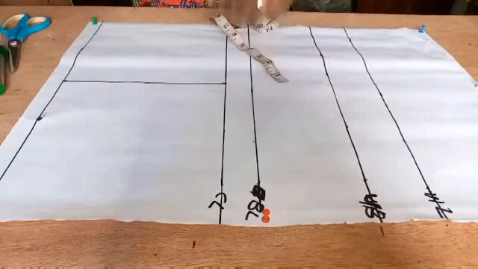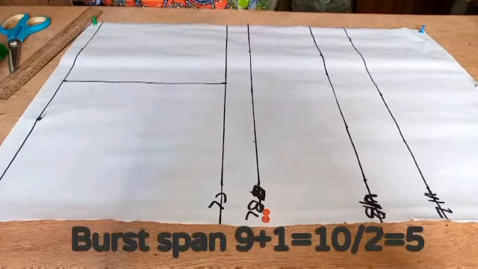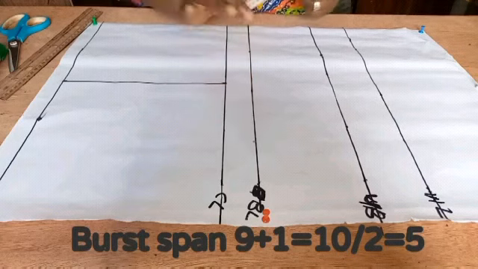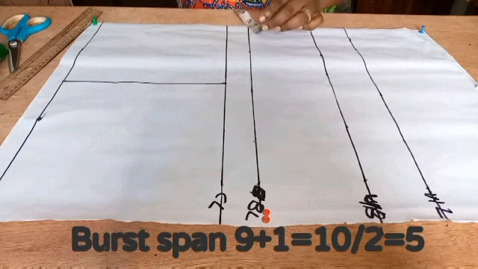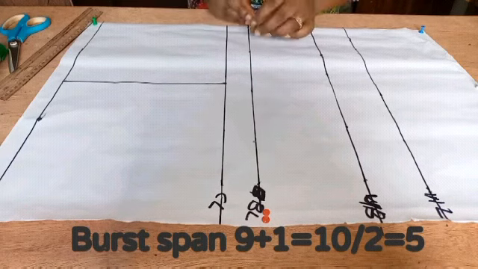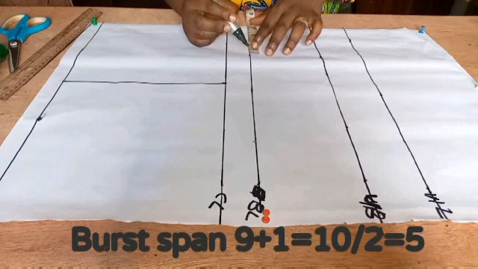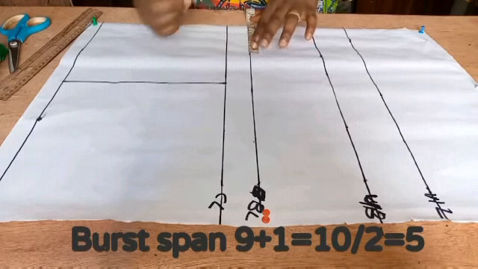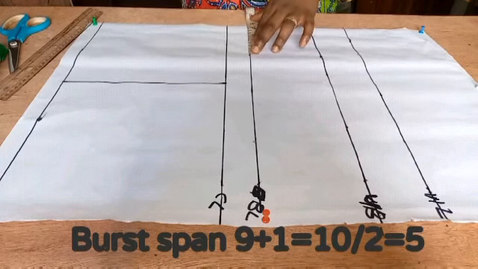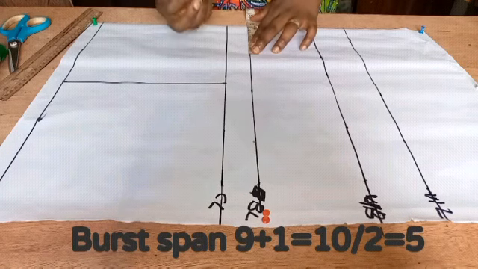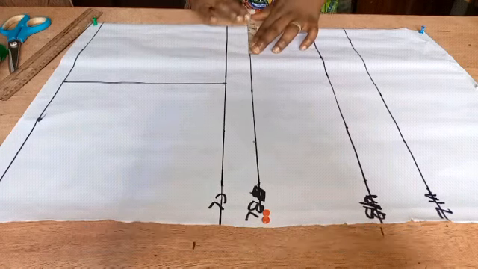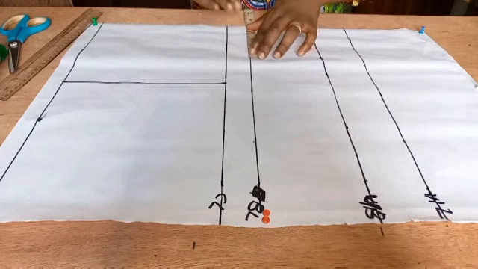Our bust span is 9. So we come to our bust line. We divide our bust span by 2. 9 divided by 2 will give us 4.5. We add half an inch to both sides. Half inch plus half inch, that's 1. 1 plus 9 gives us 10. So 10 divided by 2 gives us 5. So we are using 5 for our bust span.